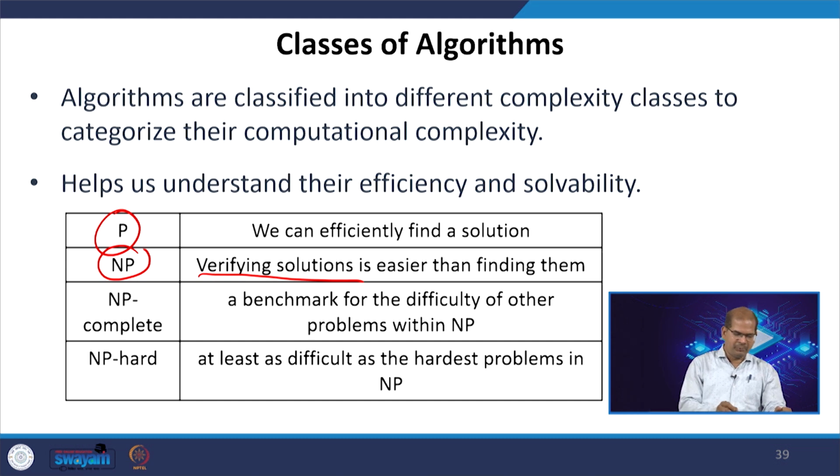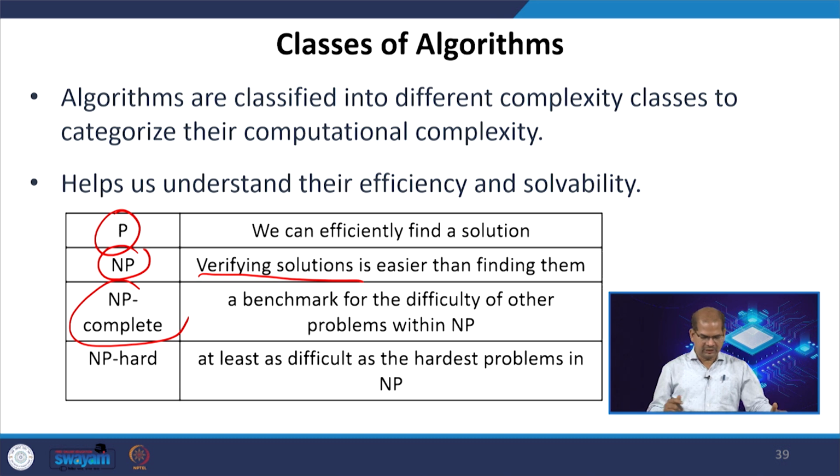Then you have NP complete, which does a benchmarking between the NP hard and NP. So, it is a borderline for the level of difficulty of the problem between your NP and NP hard.